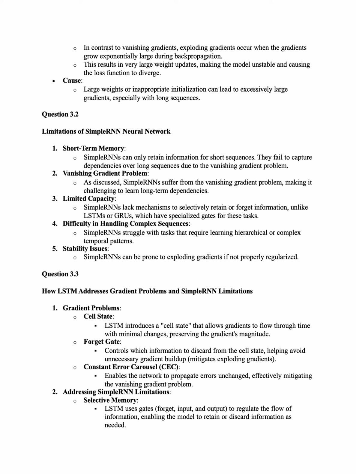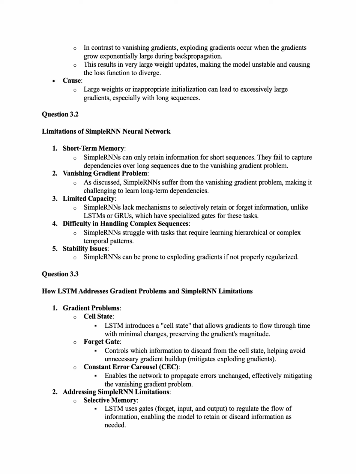How does LSTM address the gradient problems and simple RNN limitations? The gradient solutions are the cell state, forget gate, and constant error carousel. LSTM introduces a cell state that allows gradients to flow through time with minimal changes, preserving the gradient's magnitude. The forget gate controls which information to discard from the cell state, helping avoid unnecessary gradient buildup. And the constant error carousel enables the network to propagate errors unchanged, effectively mitigating the vanishing gradient problem.